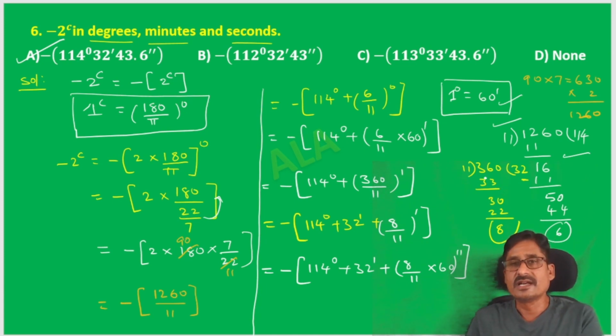Then divide it. How many complete seconds are there? 32 seconds. Then afterwards what is the remainder we have here? 8. 8 by divisor is 11. Again here minutes are there. These minutes are converted into seconds. 1 minute equal to how many seconds?